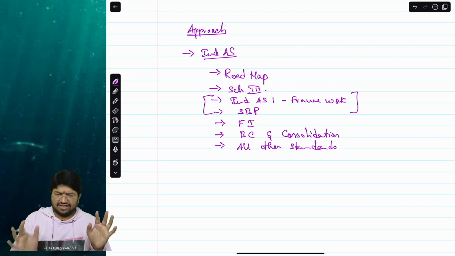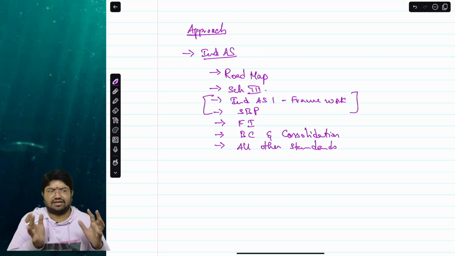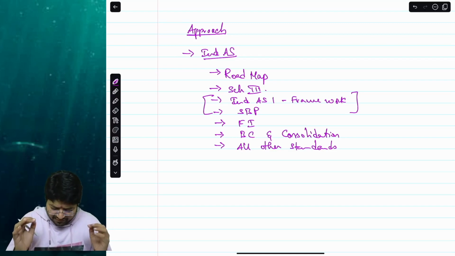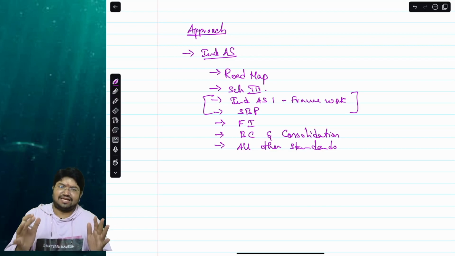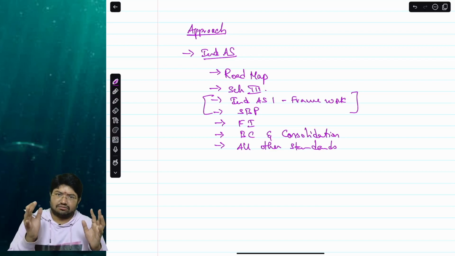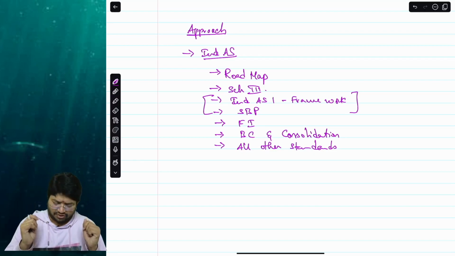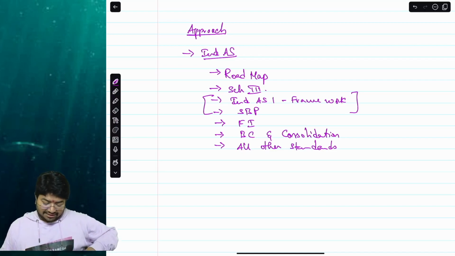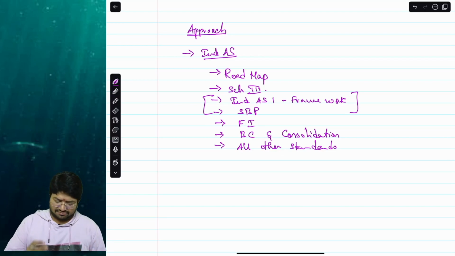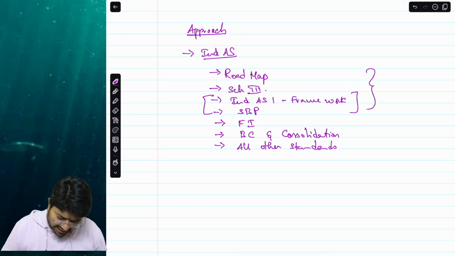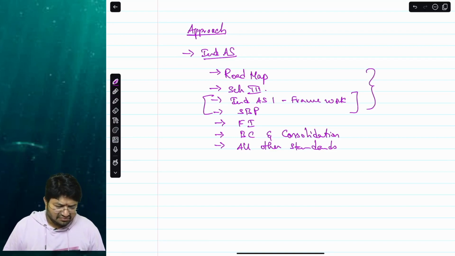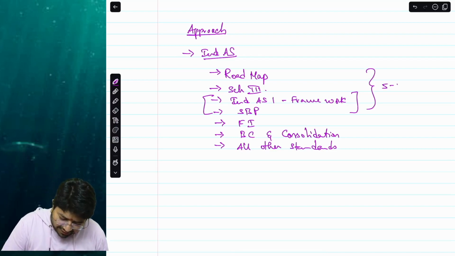But nevertheless, at times, when there is limited time available in a few sessions, I'll try to finish off small standards whenever time permits. But in principle, this is the flow in which the entire sessions would be taken up. And if you look at the weightage given in the past, for the sequence I have given, roadmap, Schedule 3 and Ind AS 1 typically carry 5 to 15 marks.